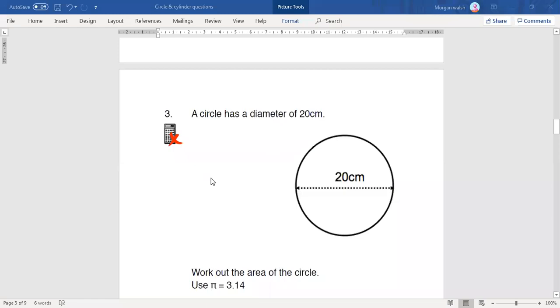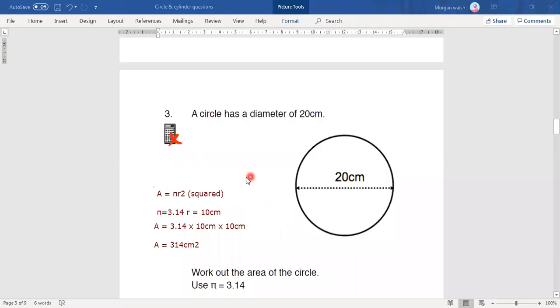Right, guys, this question's a wee bit different. Instead of working out the circumference, we want to work out the area of the circle. The area is a different formula: pi r squared. Again we're using pi, which is 3.14. And here you do not have the radius, you have the diameter. So remember, to find the radius, you halve the diameter. We'll put those numbers into the formula.